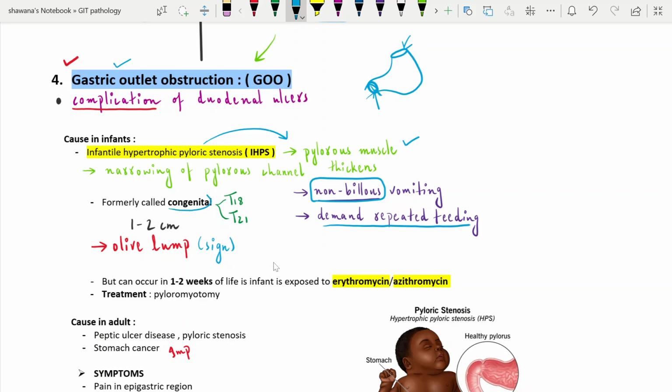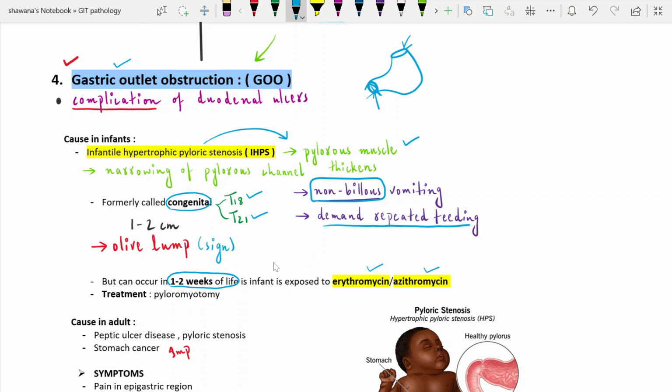Formerly, IHPS was called congenital, because there is trisomy 18 and trisomy 21. Trisomy 18 is the Edwards syndrome, and trisomy 21 is the Down syndrome. But now we can say that after the birth, in 1 to 2 weeks of the infant's life, if the infant is exposed to erythromycin or azithromycin, the child can have GOO. GOO is not only congenital, but it can also be acquired.